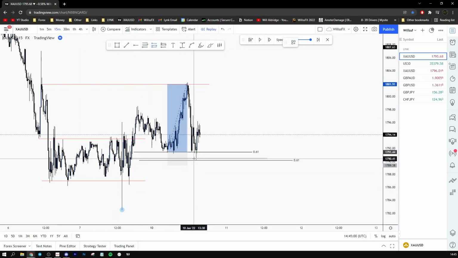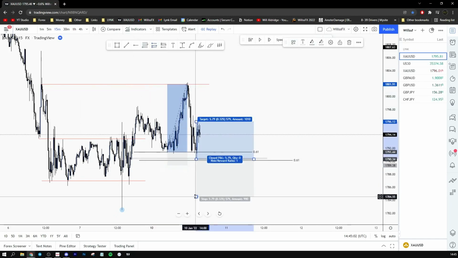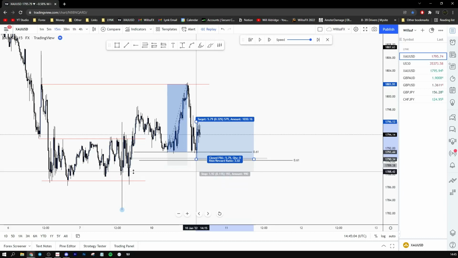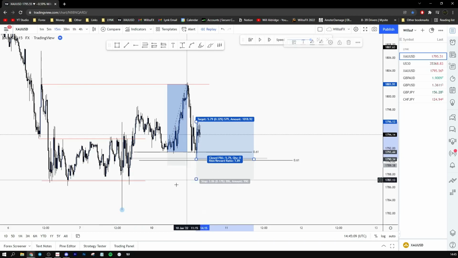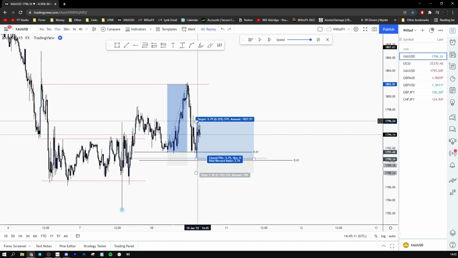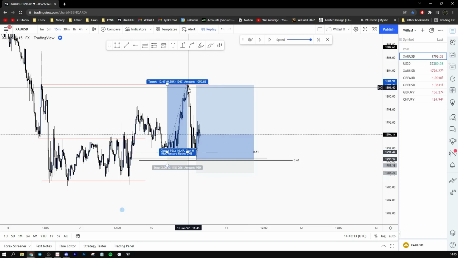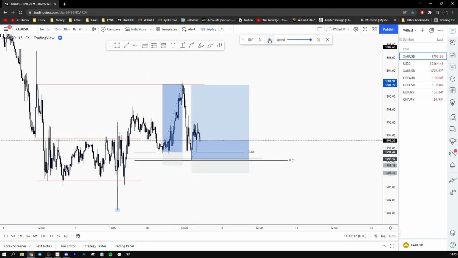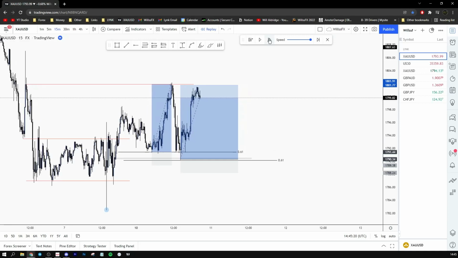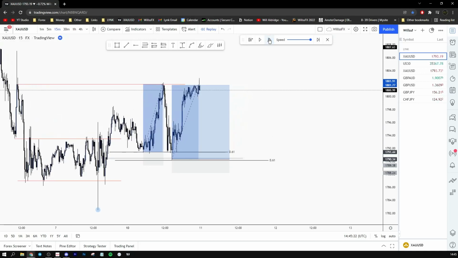And this one, same thing. I've been using 20 pip stops, but you could just put it below the body of this candle and you probably still have 30 pip stops, so still decent. Target, you could literally just target this order block up here again. Let's see what happens. Boom, and target hit.